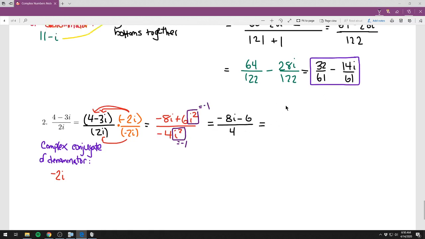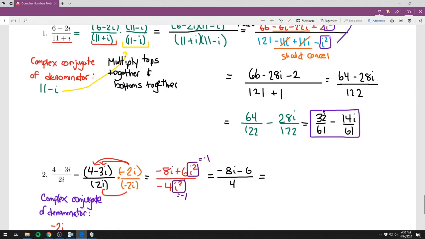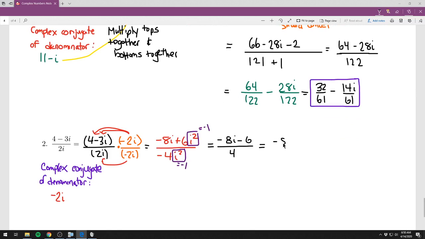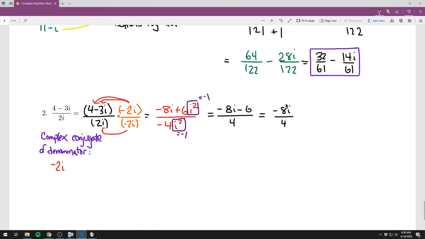Now once you're here, it's pretty much at this step from last time. We break it apart and simplify each fraction. It doesn't matter if the i part's in the front or the back. If you want, which I'll do at the end, we can rewrite it. Negative 8i over 4 minus 6 over 4. Split up the fraction. And simplify each part now. Negative 8 over 4 is negative 2. So the front part's negative 2i. 6 over 4 can be simplified. Take a 2 out of each to get negative 3 over 2.